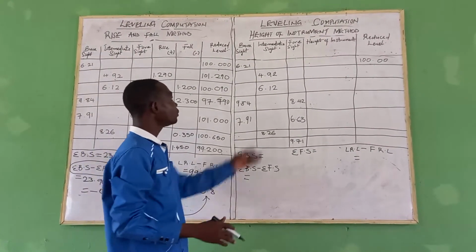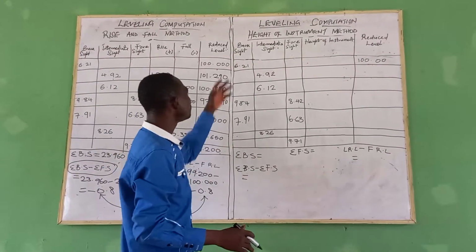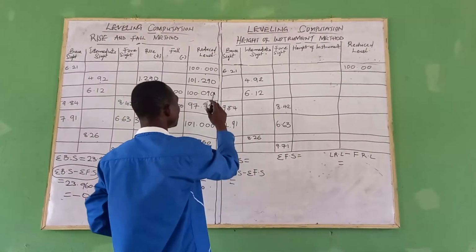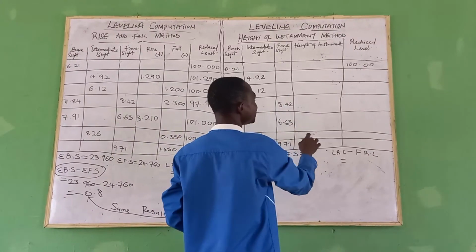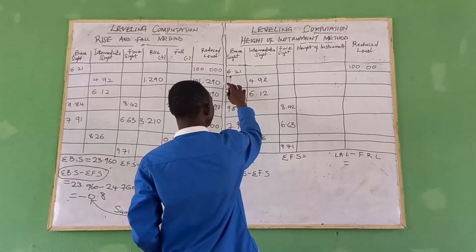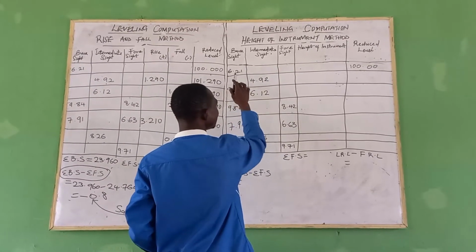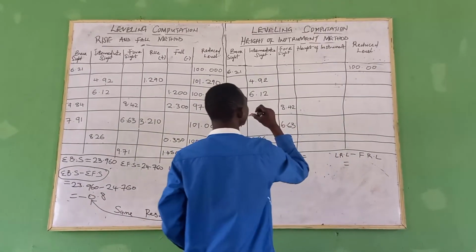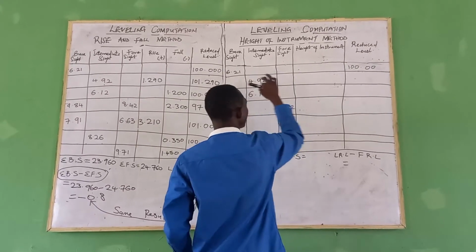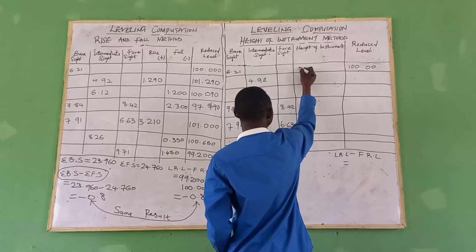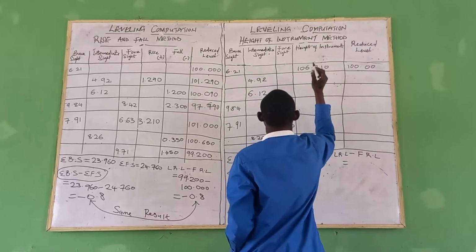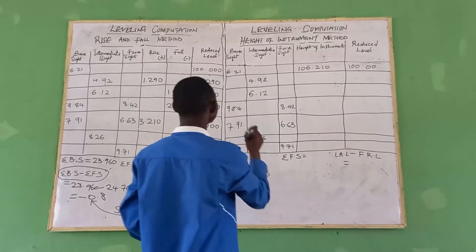Now, coming to height of instrument, here we have back sides and other things. We have the readings on the board here. Starting from our back sides, we want to calculate the height of instrument and reduced level. We have the value for our back side, which is 6.21 plus the reduced level. What do we have? 106.210. So your back side plus the first reduced level is going to give us the first height of instrument, which is 106.210.